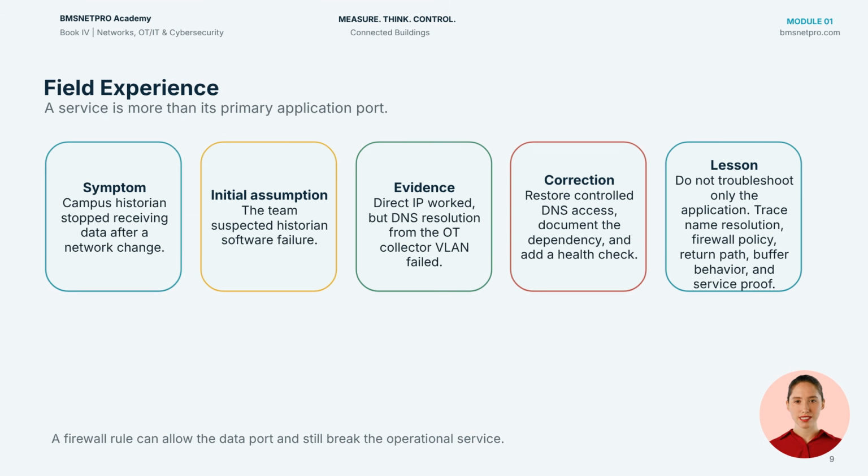Here is a realistic field example. A campus historian stops receiving data after a network change. The BAS servers are online. Field control continues. Users can open graphics. The first assumption is a historian software problem, but the dependency map shows that the collector resolves the historian by DNS name across a routed boundary. The firewall allows the historian data port, but it blocks the approved DNS resolver from the OT collector VLAN. Direct IP succeeds, name resolution fails. The correction is to restore controlled DNS access, document the dependency, and add a name resolution health check.